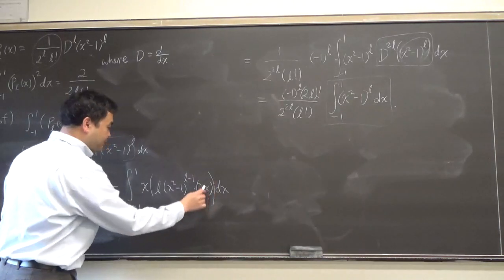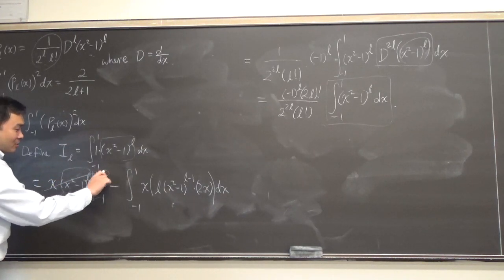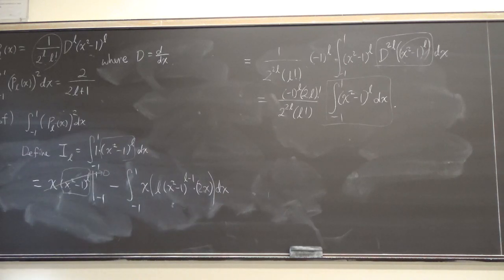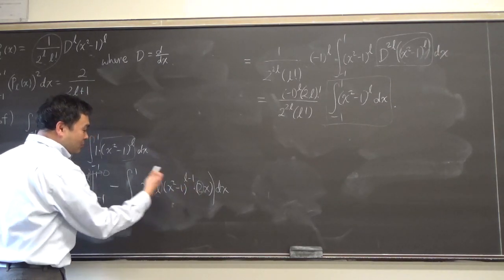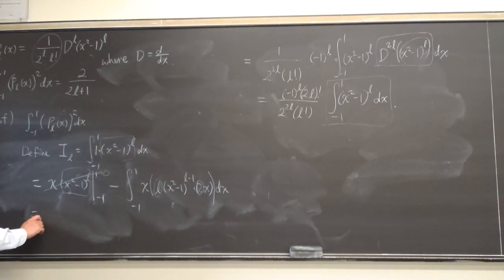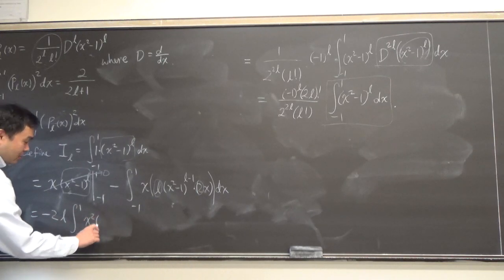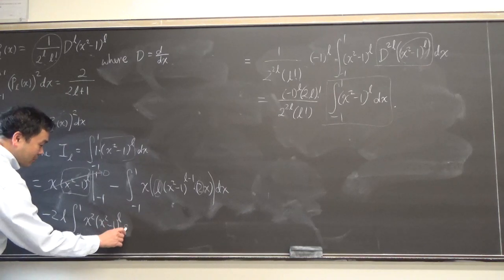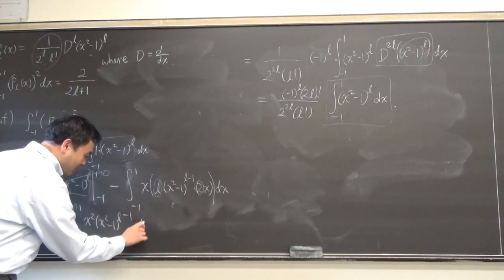Okay. Still hard. Yeah, it's still hard, but now something will come out of it, right? Okay, so first of all, 1 plugged in here is 0, negative 1 plugged in here is 0. So that's gone, right? And this one, I'm going to pull the L and 2 outside, and rewrite this as negative 2L, integral of x squared times x squared minus 1 to the L minus 1 dx. L minus 1, thank you, that's important. Okay.